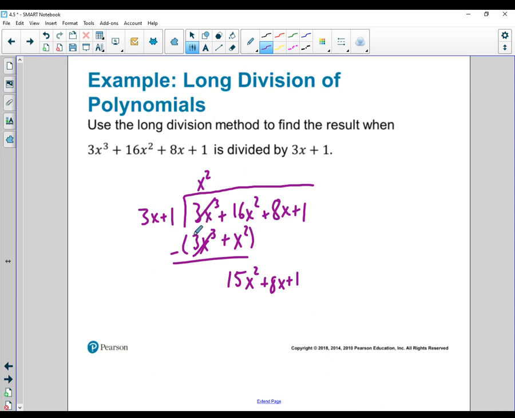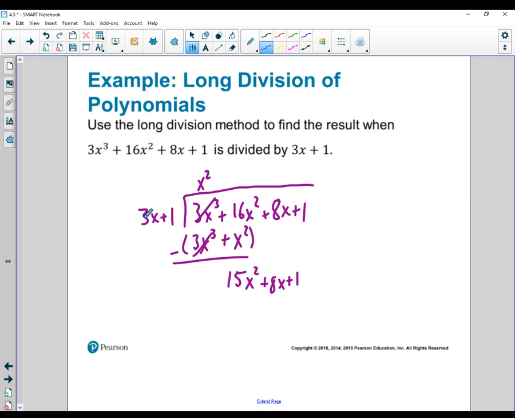Because we want to get the same thing. We don't want to get negative this. We want to get the same thing and then subtract it, because we're like subtracting what we got after we put x squared in. So yeah, we want to match this.